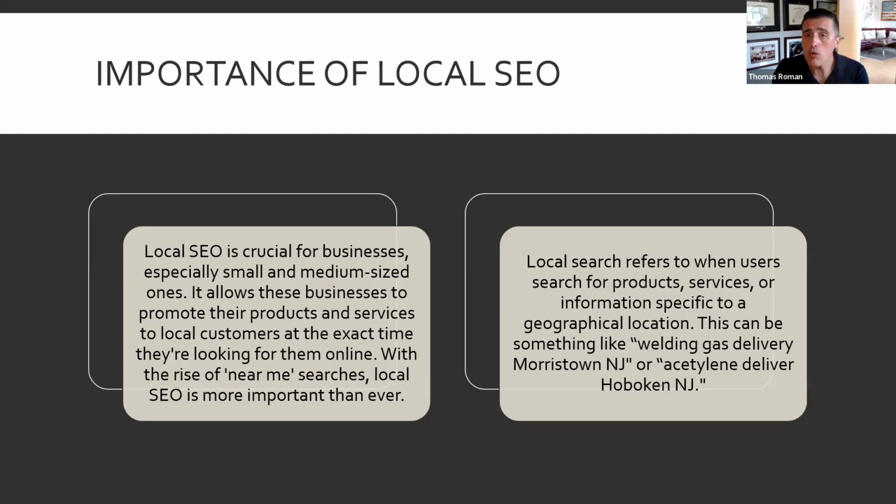Number 2, local search refers to when users search for products or services, information specific to a geographic location. This would be something like welding gas delivery in Morristown, New Jersey, or a seedling delivery in Hoboken, New Jersey. These are just examples, and we're going to show you some results of one of our case studies here for an industrial gas client. But that's the type of search that we're looking to do. We're looking to master those local searches with this presentation.